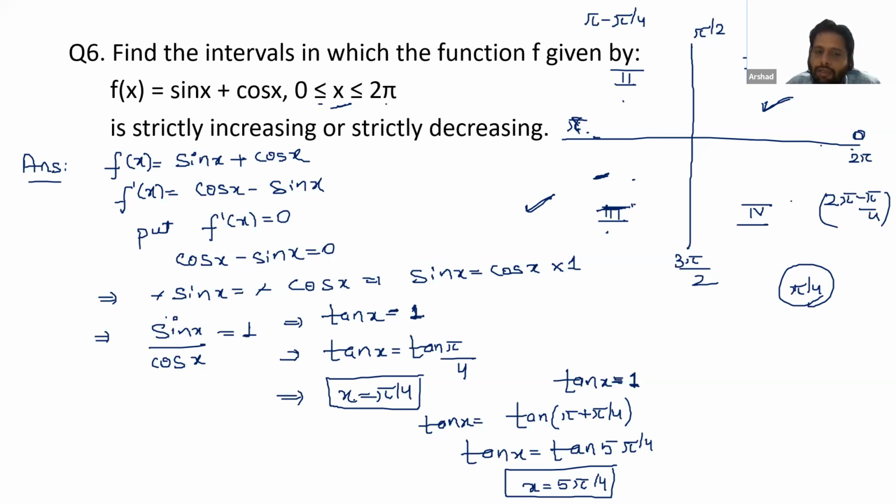So we get these critical points, pi by 4 and 5 pi by 4. I will even show you the interval. Now, here we have a zero, we don't have infinity. The value of x is from 0 to 2 pi. Then you have to find the critical points. So the first critical point is pi by 4 and the second critical point is 5 pi by 4.